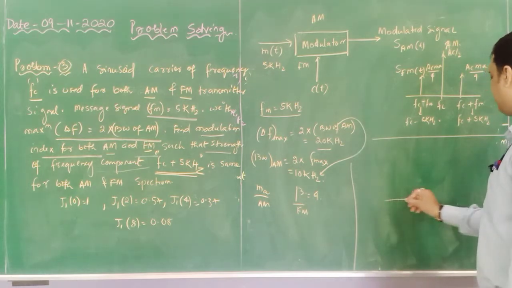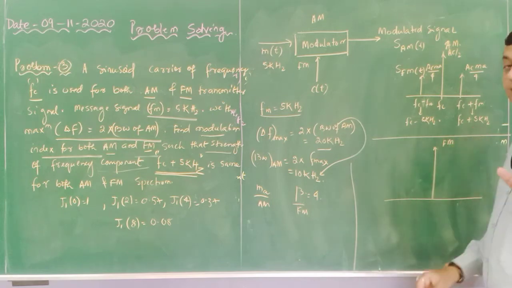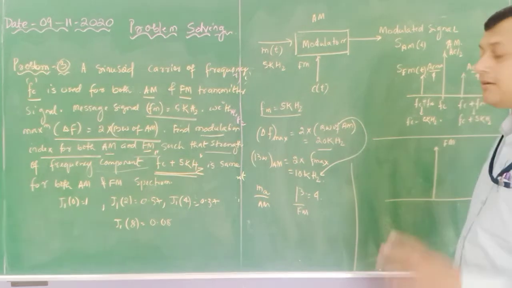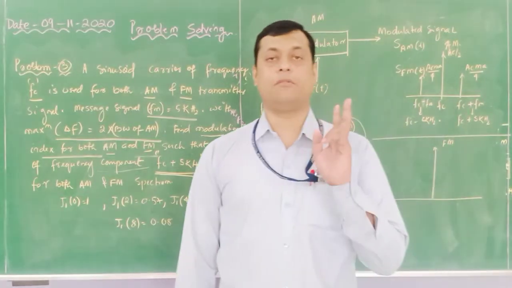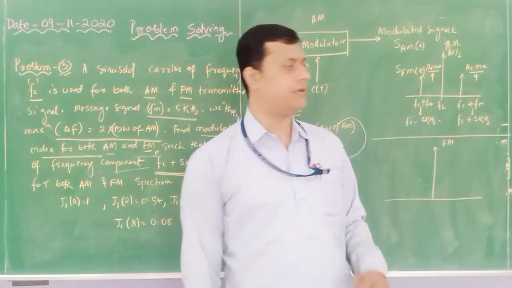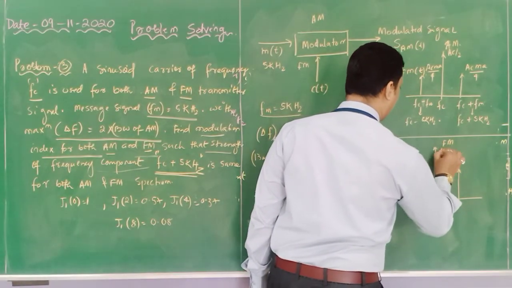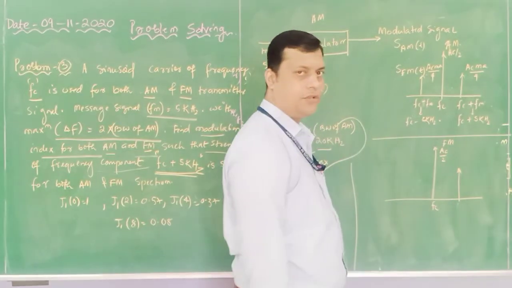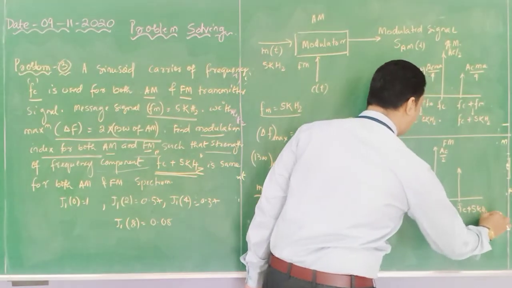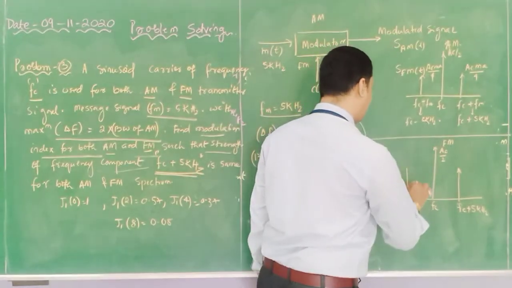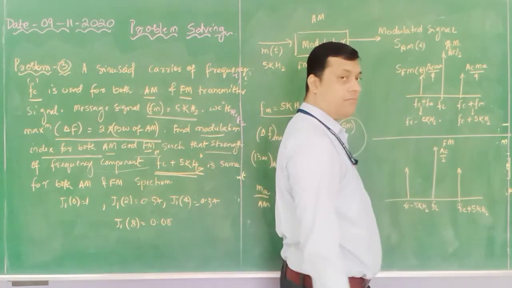Next we will represent the spectrum for FM. When we are representing it in terms of FM, it has to be a WBFM because beta is greater than 1, and here only one frequency is given, meaning the first order component is given. So in that case, if this is Fc, the amplitude is AC by 2, and this is the first upper component Fc plus 5 kHz and here it is Fc minus 5 kHz. But what will be the strength?